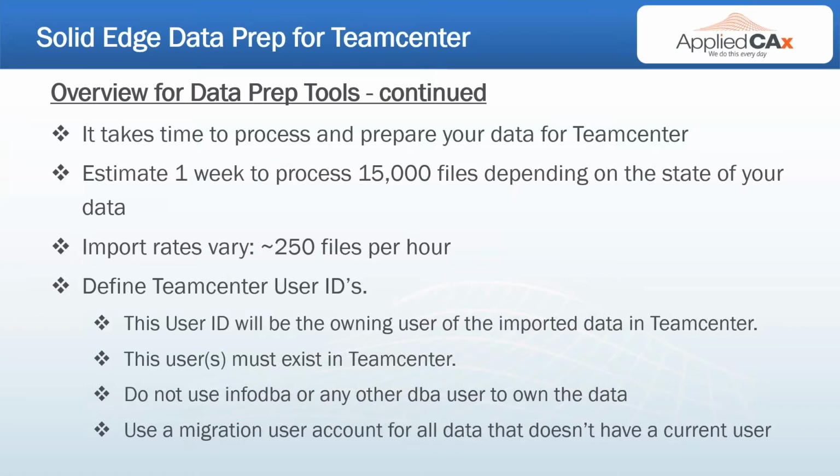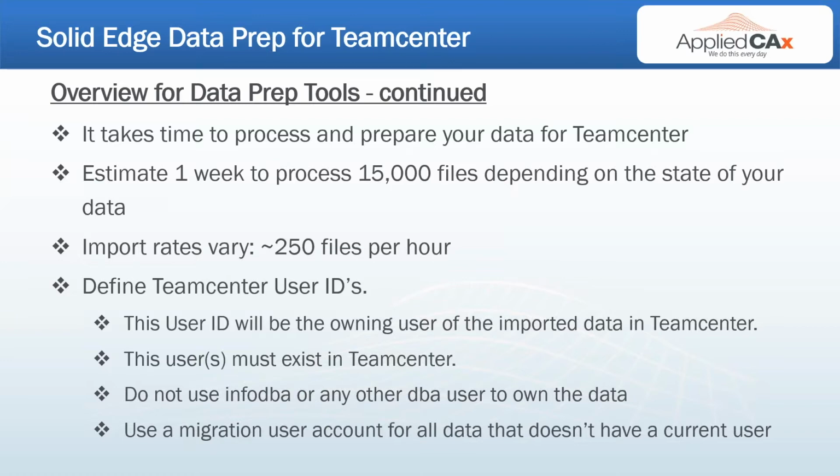Import rates for Add to Teamcenter vary. It's approximately 250 files per hour. Again, this varies depending on the size of the data, the size of the files, how many links they have. So this is just an approximation. When you go to Add to Teamcenter, you can do some smaller imports and you will get those import rates for your data.